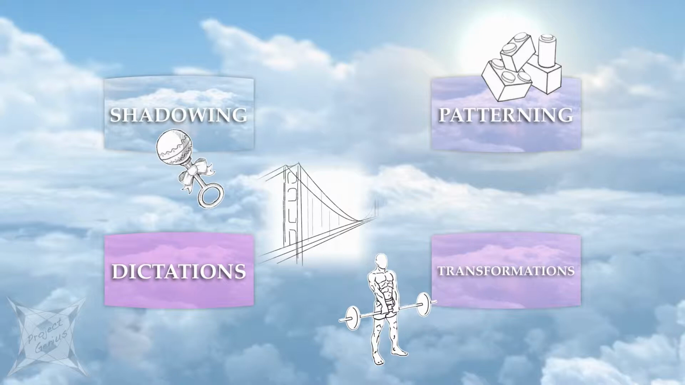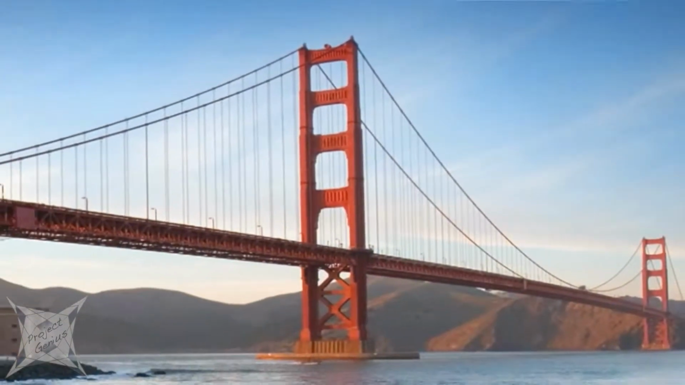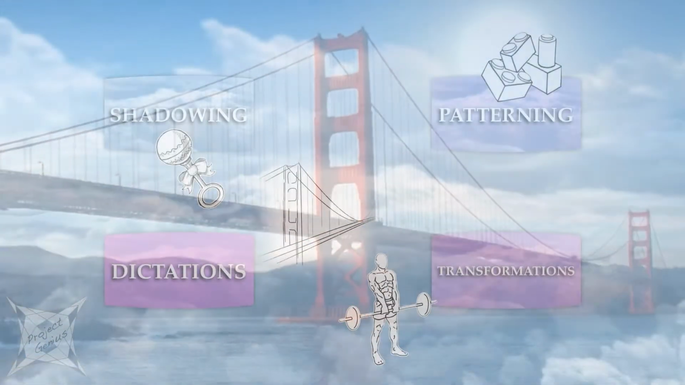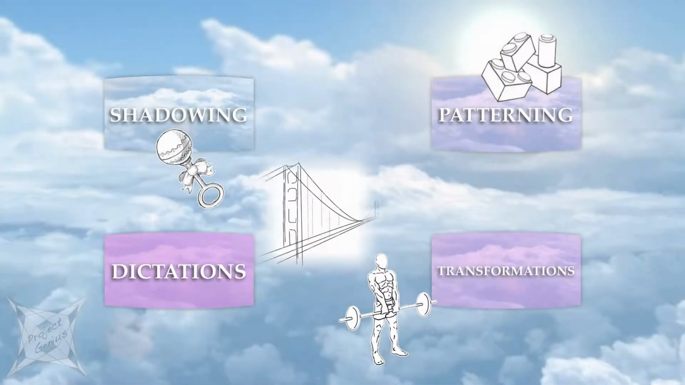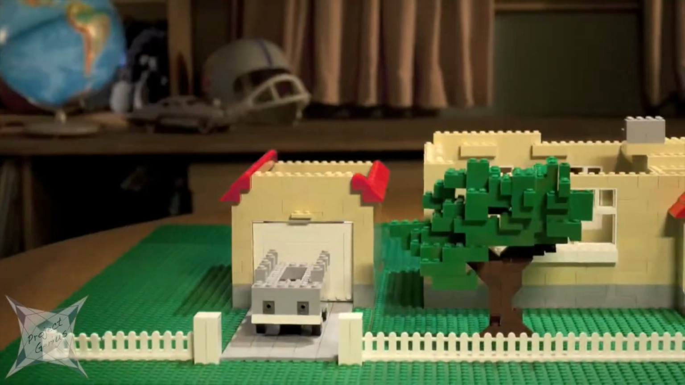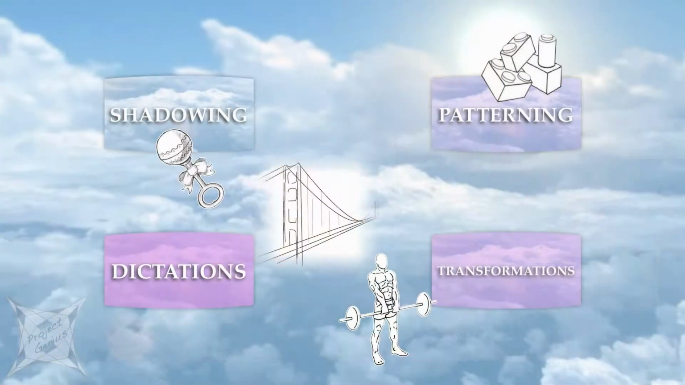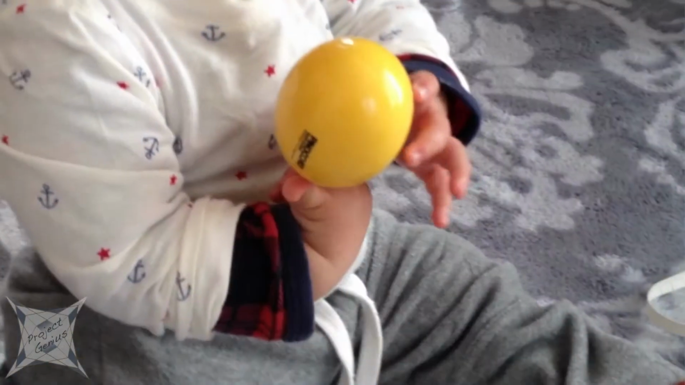I'm going to try to frame our understanding of how these 4 techniques fit together in terms of 4 analogies. Think of dictation as being analogous to a bridge. For transformations, think of a barbell as an analogy. For patterning, think of a set of Legos. For shadowing, think of a baby's rattle.